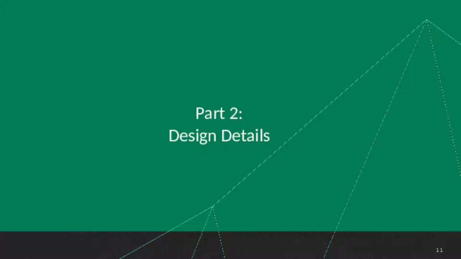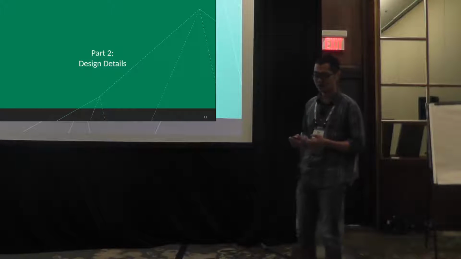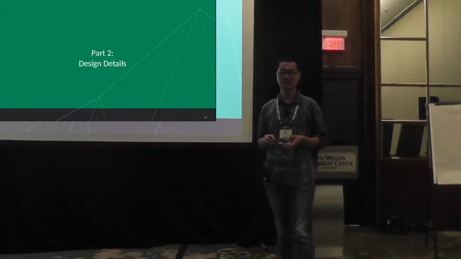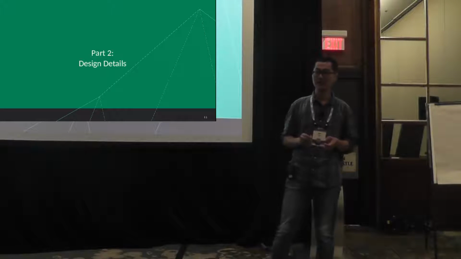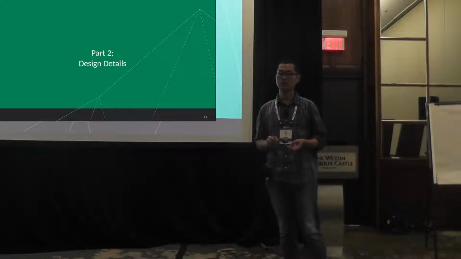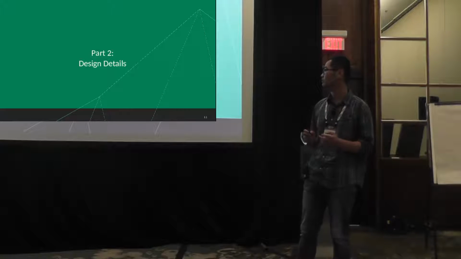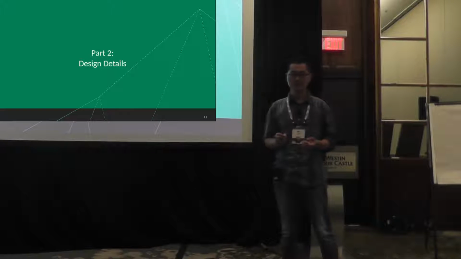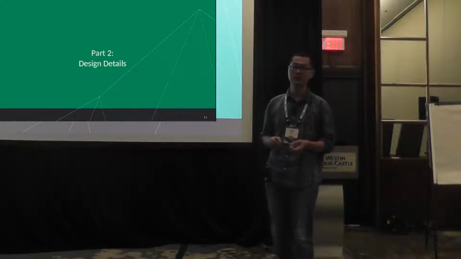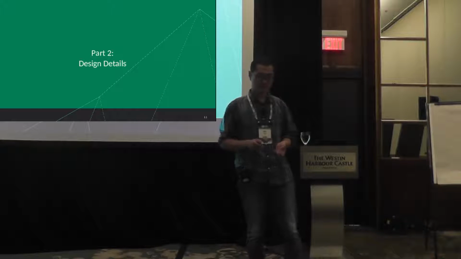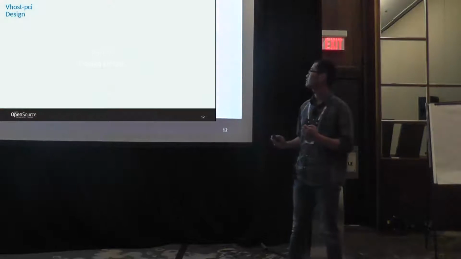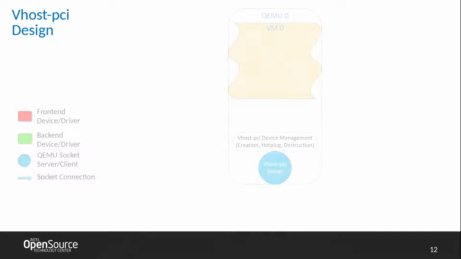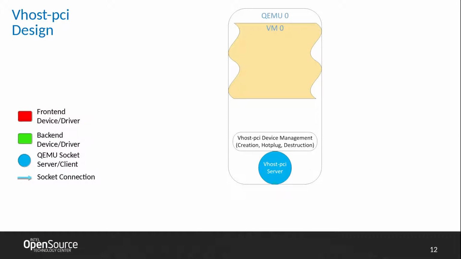Okay, here comes the most exciting part, the design details. So far, I've talked a lot about vhost PCI for networking usages, but I wanted to mention here that this design is not limited to networking usages. We basically wanted to enable vhost PCI to support all the front-end virtio devices like virtio-scsi, virtio-console, virtio-block, and so on. So let's start from a high-level overview of this vhost PCI design.